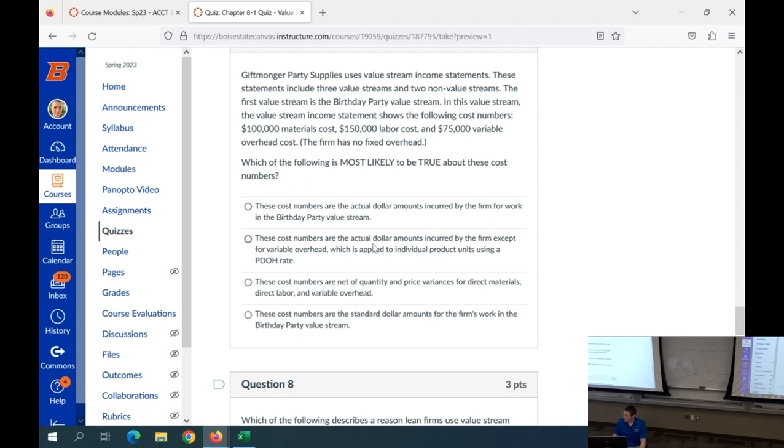So first, these cost numbers are the actual dollar amounts incurred by the firm for work in the birthday party value stream. Well, that sounds like one of the tenets. We're not recording things at standard in any way. We're using actual numbers. So put a pin in that, might be the answer. These cost numbers are the actual dollar amounts incurred by the firm, except for variable overhead, which is applied to individual product units using a PDOH rate. Well, they're not going to be applying overhead. They want to separate that into value streams instead.